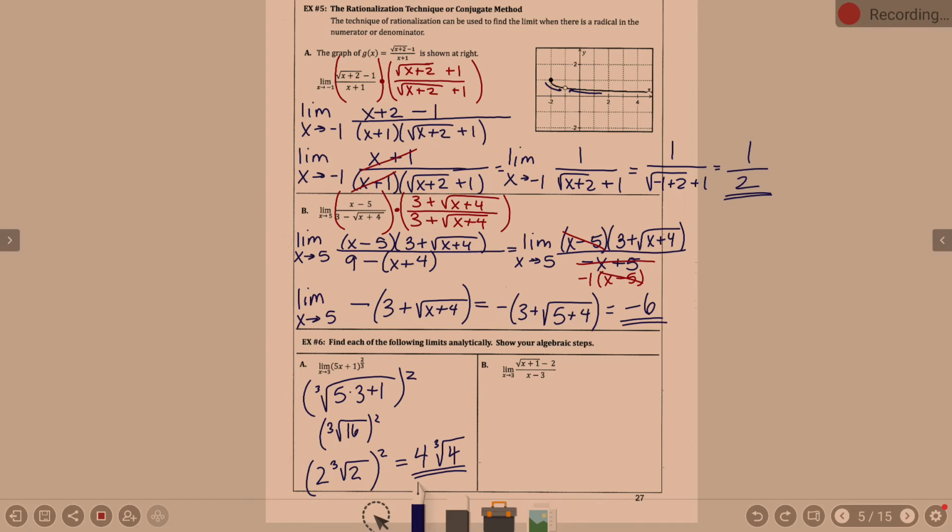B. What's your step? By what? Use our rationalization or conjugate method. So we are going to multiply, which is where you were headed. Multiply by square root of x plus 1 plus 2. Square root of x plus 1 plus 2.